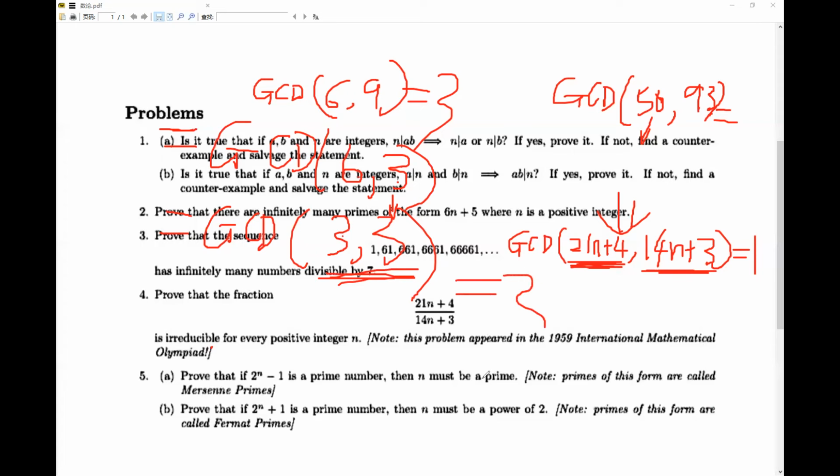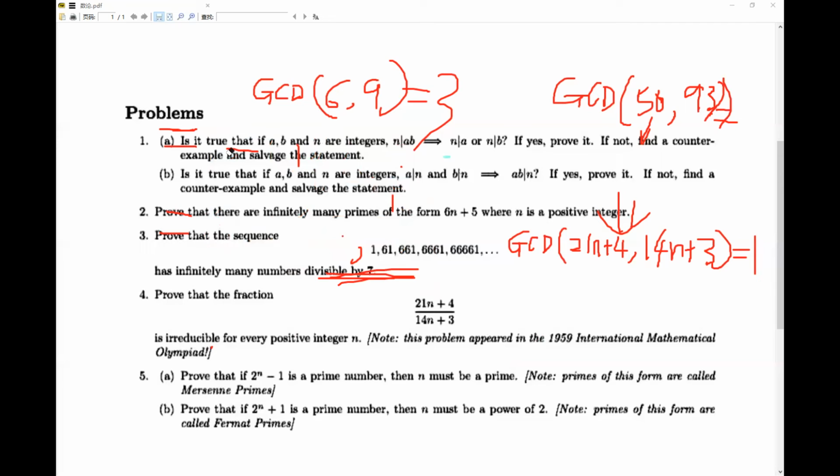That's it. 21n plus 4, subtract 14n plus 3. Excellent. Which one's the bigger one though? 21n plus 4? 21 is bigger. Wait, does it say n is a positive integer? Yes, n is a positive integer. If it's negative, then it's different. It's positive, so okay.